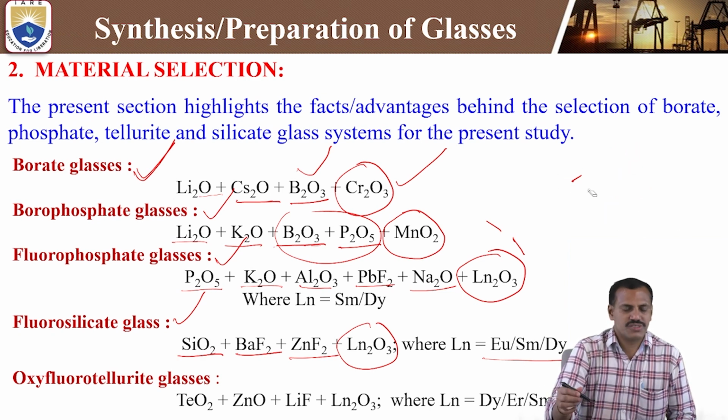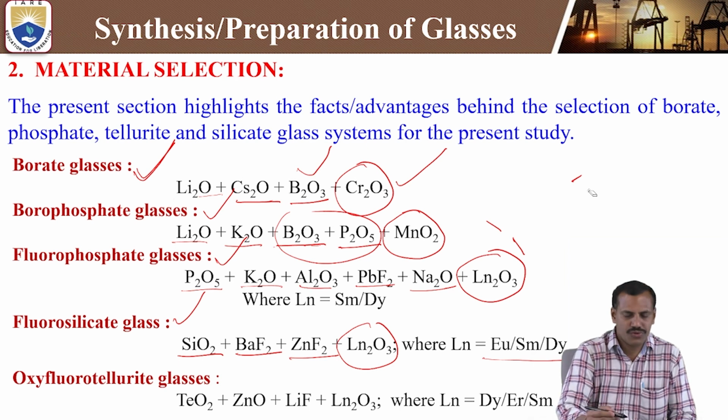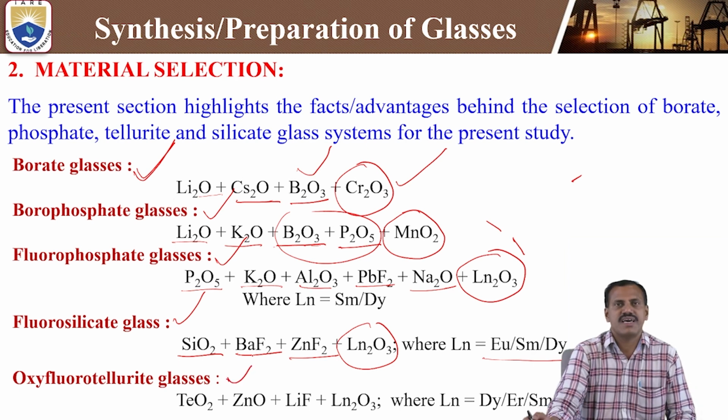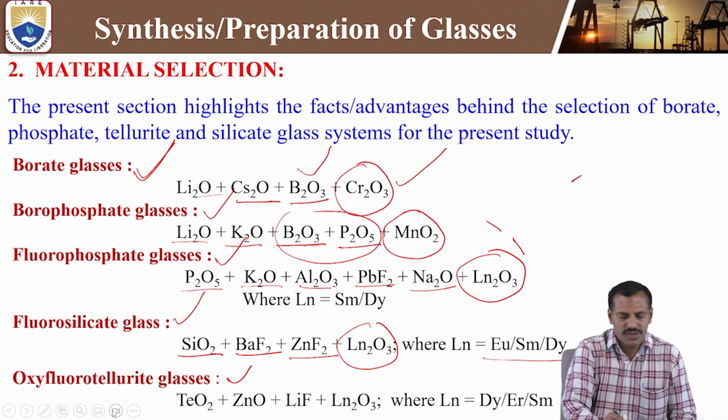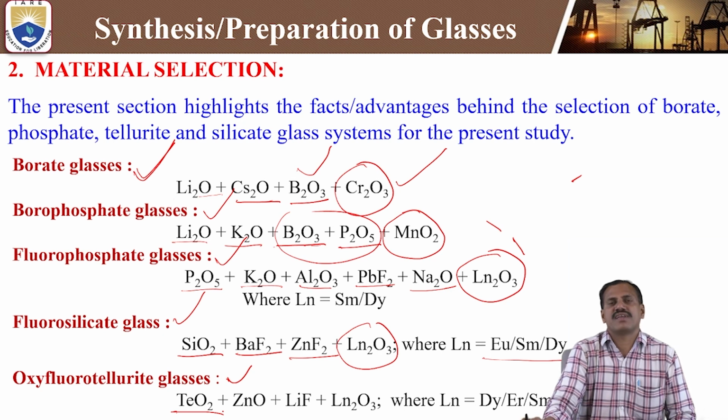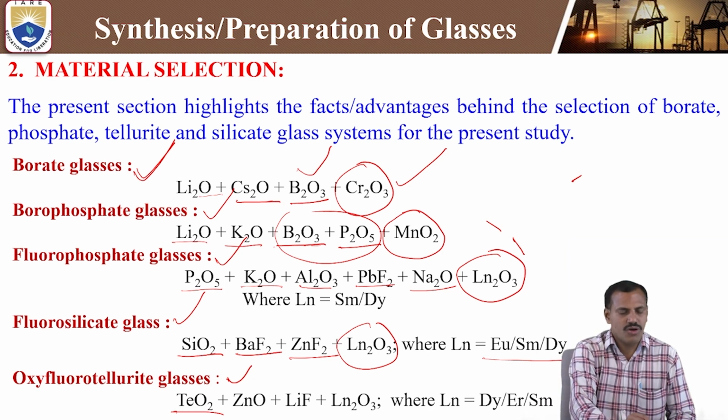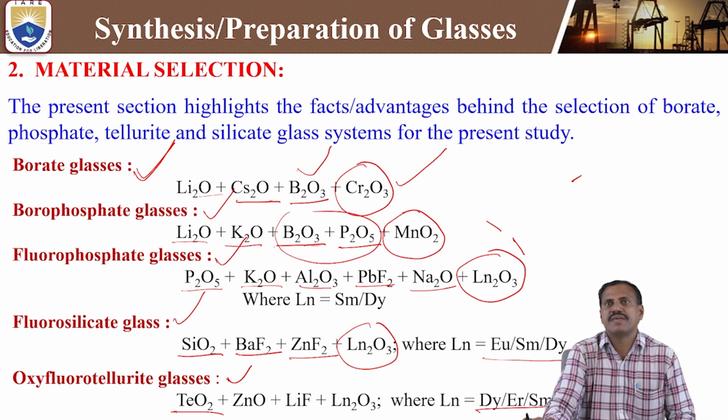Now finally, the last one is the oxyfluorotellurate glass. In oxyfluorotellurate glasses we take tellurium oxide, TeO2, zinc oxide, lithium fluoride and lanthanide oxide. Tellurium oxide is the major glass former. Next, zinc oxide and lithium fluoride are the glass modifiers. In oxyfluorotellurate glasses, the rare earth ions we take are dysprosium, erbium and samarium.